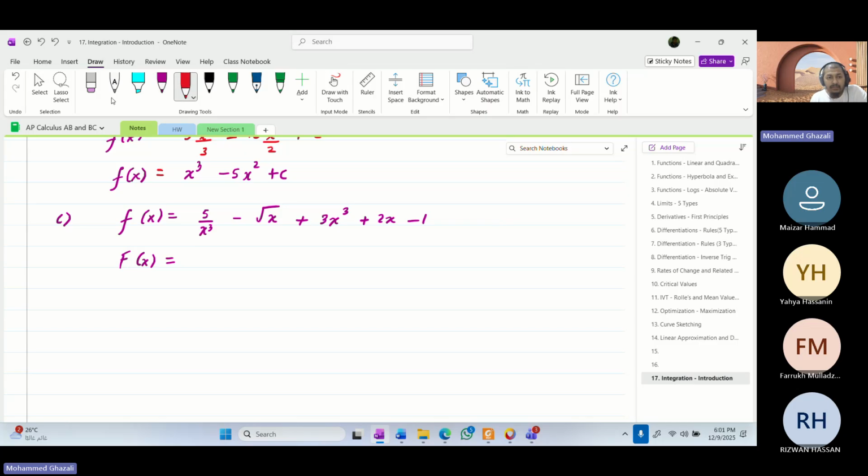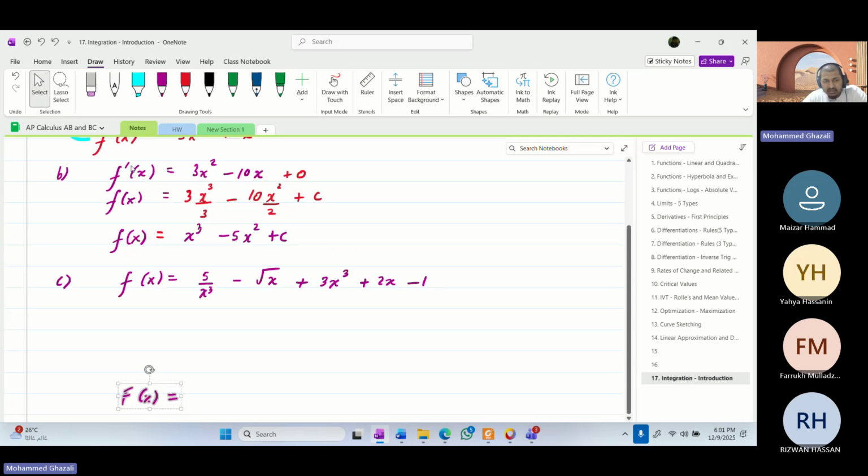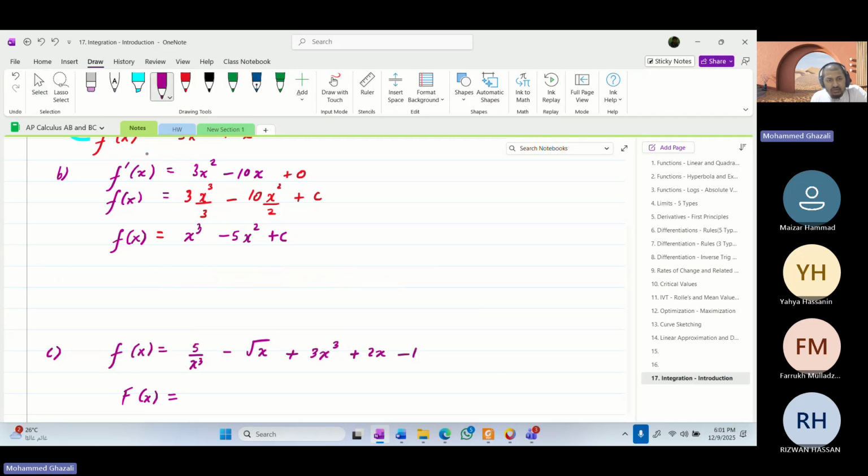So how are we going to solve this? We can't really solve it directly because we need to put it in power rule form. So this is where the power rule comes in. What we have done is we have reversed the derivative into an antiderivative. So we need some rule in order to solve part C. So what is the rule? Rule number 1 is called the power rule. So what's the power rule for antiderivatives?